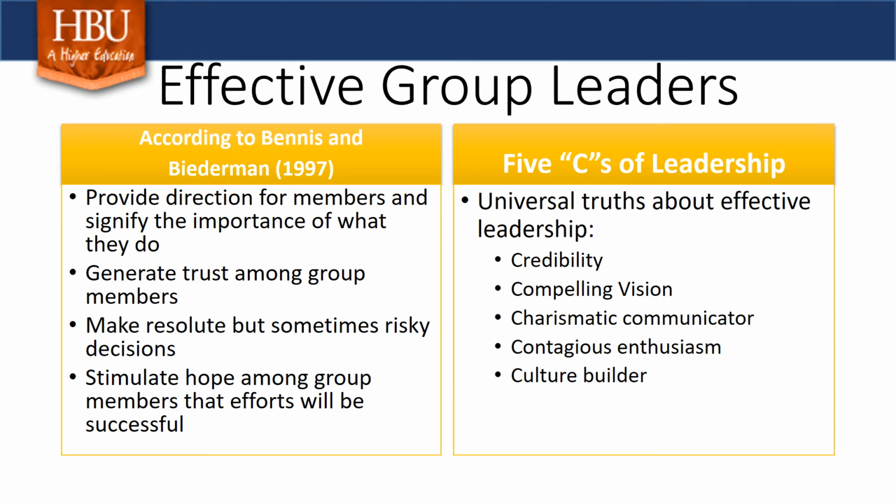Some would refer to our 5 C's of leadership. These are somewhat universal truths about effective leadership. An effective leader is credible, has a compelling vision, is a charismatic communicator, has contagious enthusiasm, and has the ability to build culture within the organization.